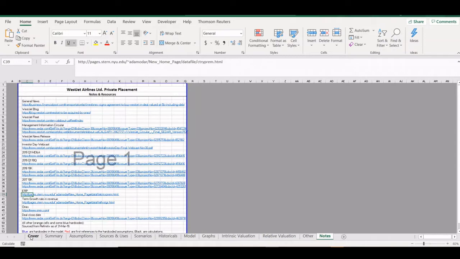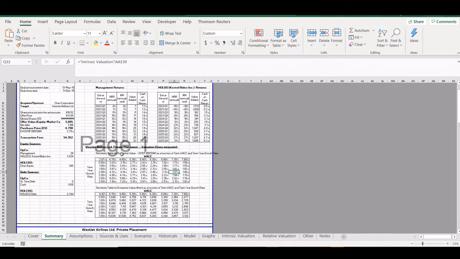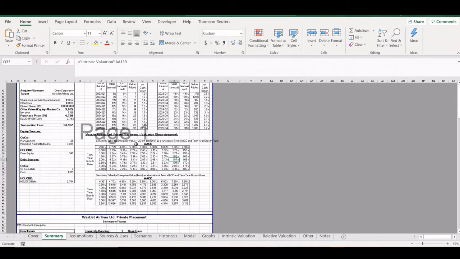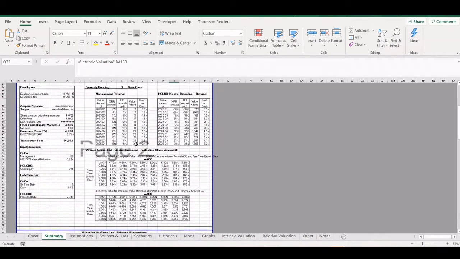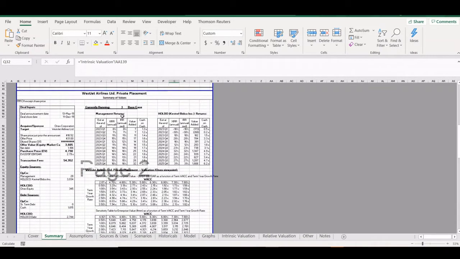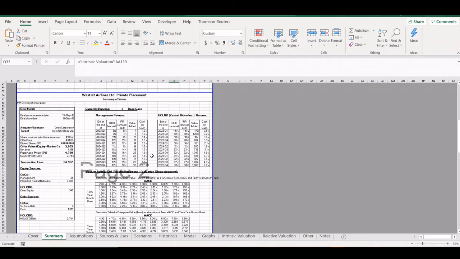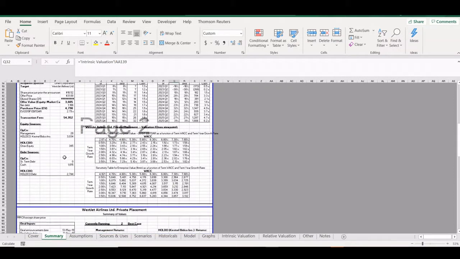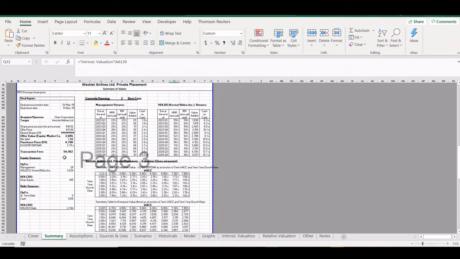other, and notes. The summary tab is an automated dashboard that includes the base case, the best case, and the worst case scenarios for internal rates of return of management and investors at holdco and opco levels, as well as the deal announcement date, deal details, market inputs and market data, and valuation on multiples.